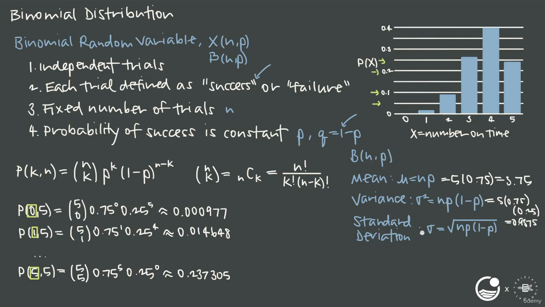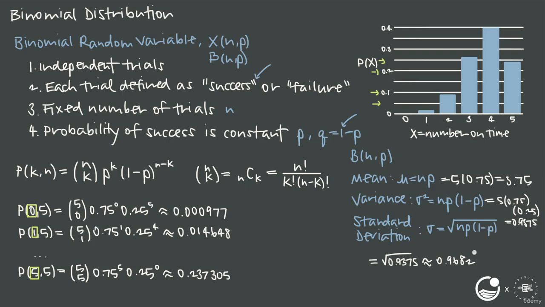And then standard deviation is always just the square root of variance. So for standard deviation, we would take the square root of 0.9375, and that's approximately equal to, if we round, 0.9682. And so now we have our mean, variance, and standard deviation for the binomial distribution.